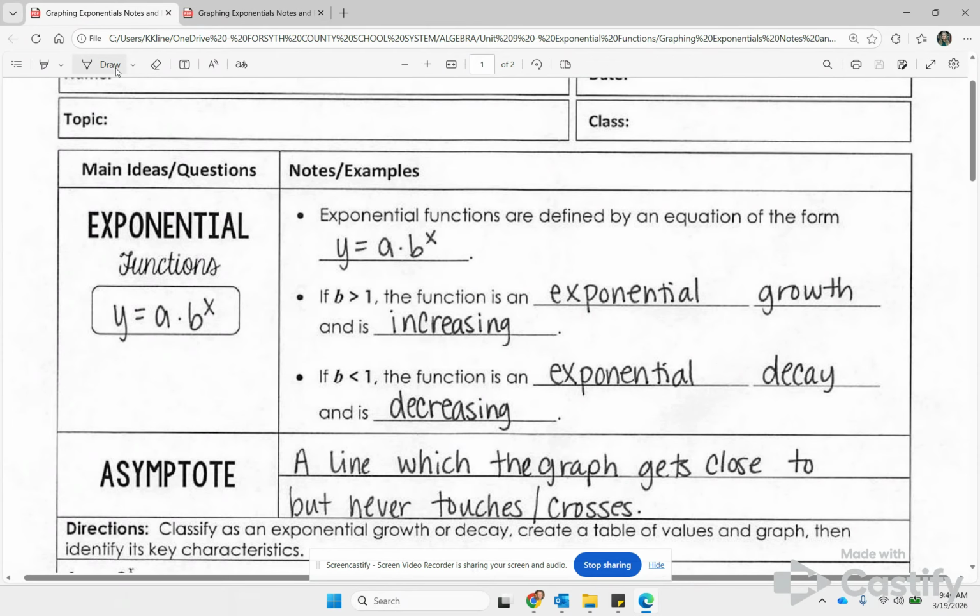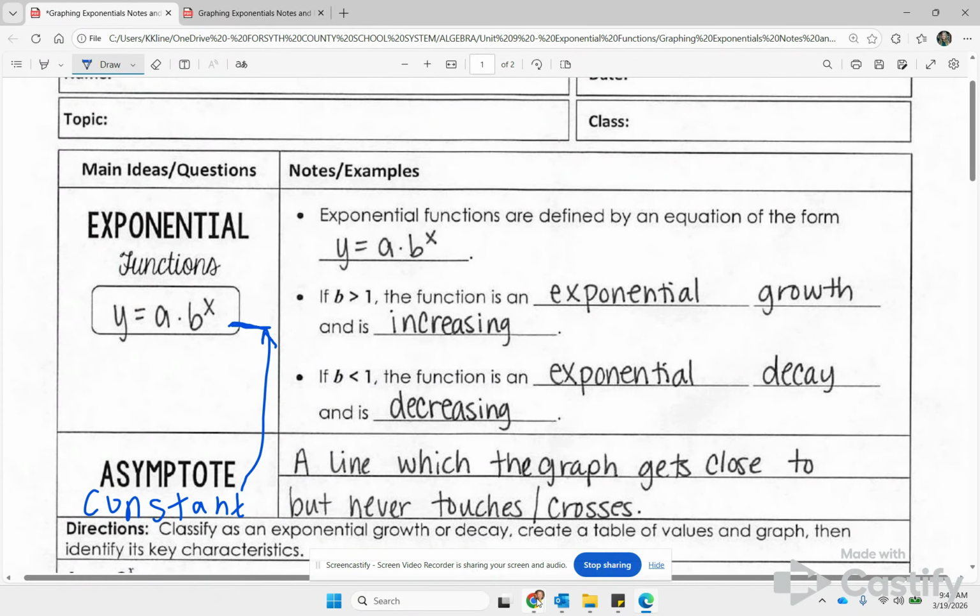Another thing to note is that your asymptote is going to be the constant at the end of the function. So there's nothing here right now, but it would have a plus or minus a constant here, and that is going to be your asymptote. So the plus or minus constant at the end here. And again, sorry, I'm writing this on my computer, but this is the constant at the end for your plus or minus.